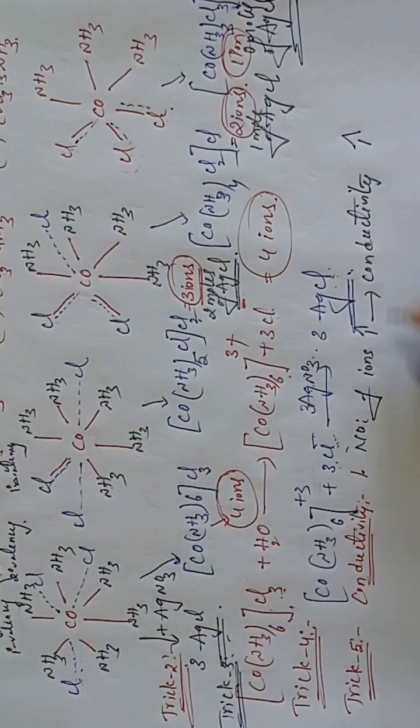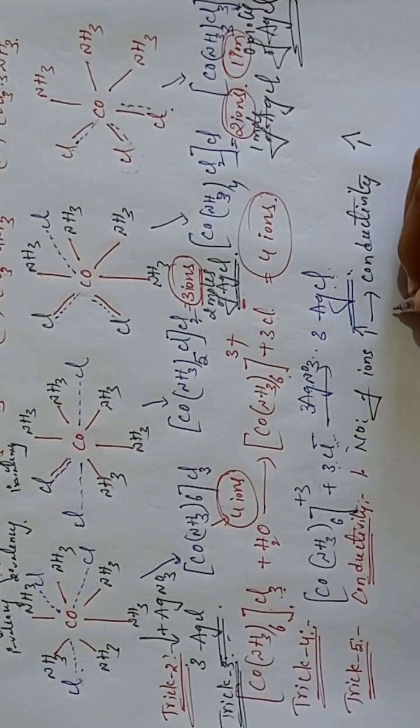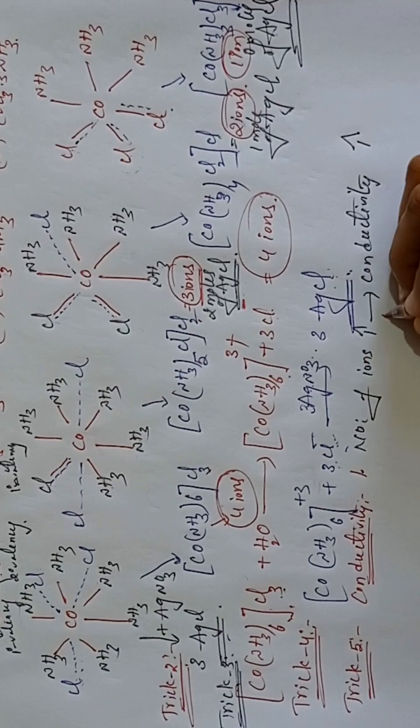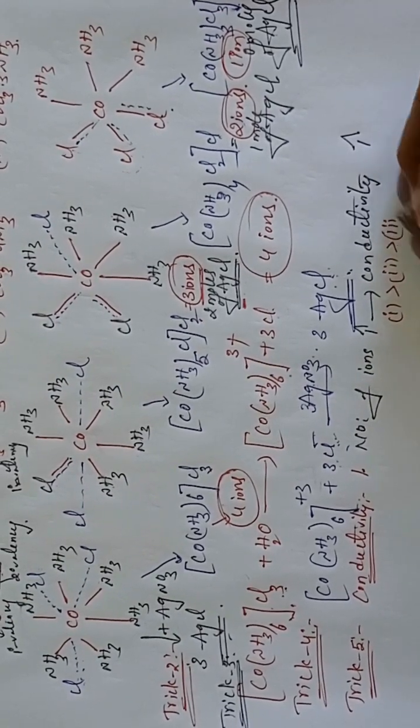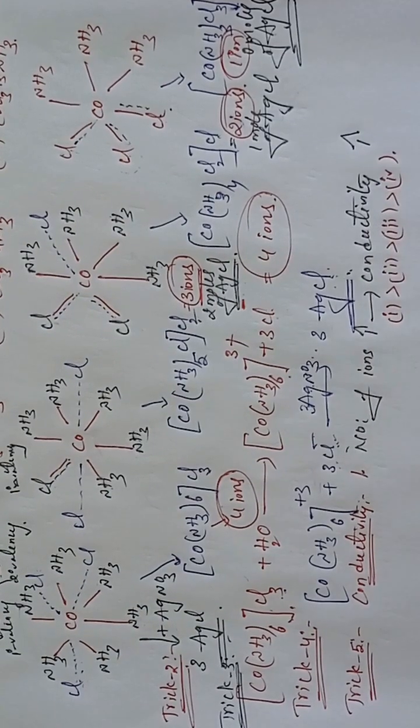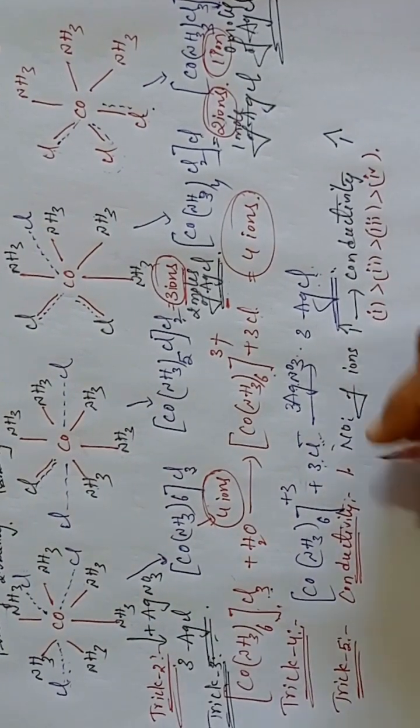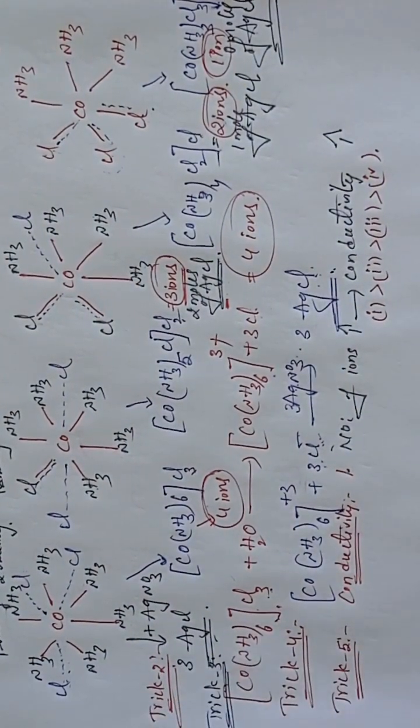So what can we write as the order, students? Conductivity, which one is more? First one is more, greater than second one, greater than third one, and greater than fourth one. Clear? This is the first case. Okay, this is case 1.